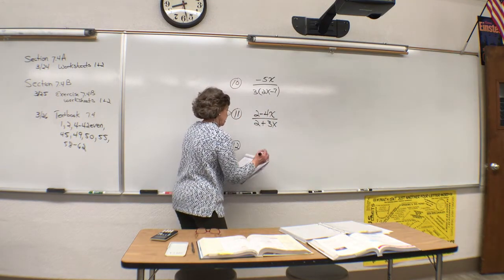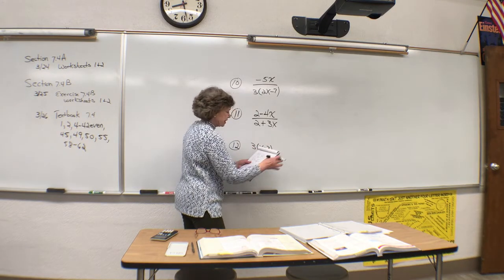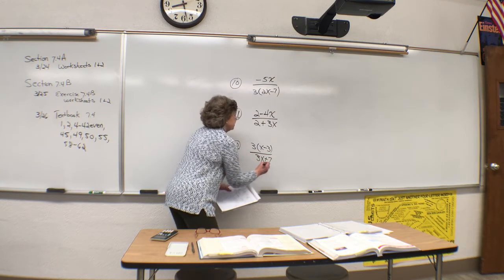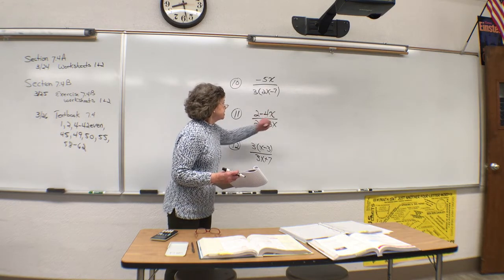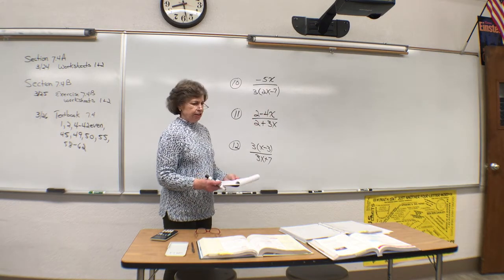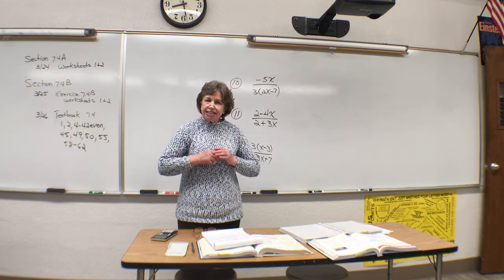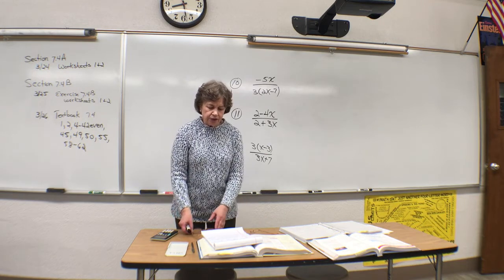With 3 times x minus 3, or you can multiply this together, it doesn't matter, over 3x plus 7. As long as you know those 3 x's don't cancel, these x's don't cancel, those 2's don't cancel, because they've got those plus signs. This finishes 7.4b, and the homework we've already gone over.